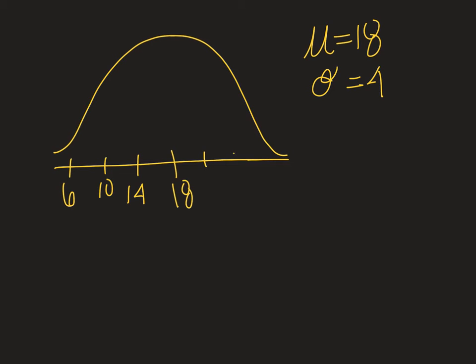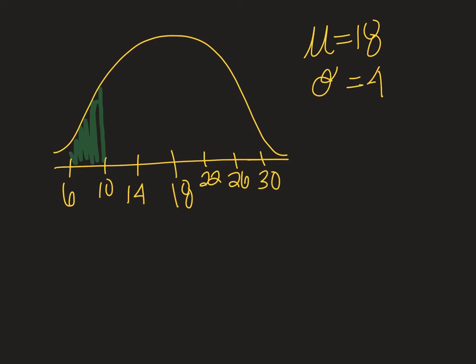Now we need to go up. So you're going to do 18 plus 4 to give you 22. Add 4 to 22 and that gives you 26. And add 4 to 26 to give you your 30. Now you have the pieces you need to figure out what the percentage is going to be that lies below 10.